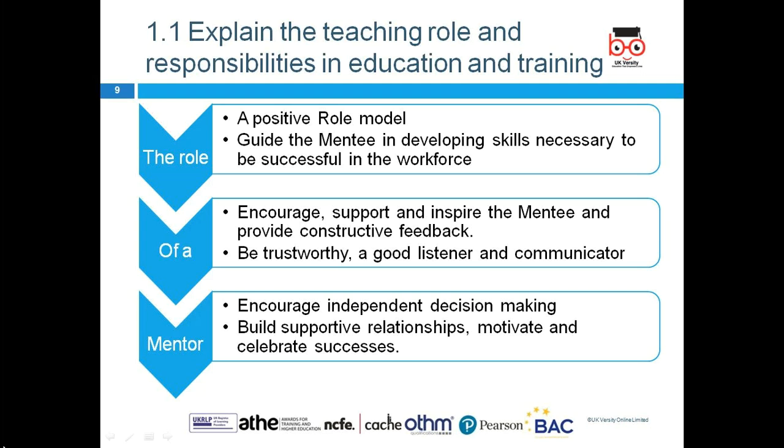Okay. So they'll be a positive role model for you. They'll guide the mentee. For example, your mentor will guide you in developing your skills. They'll encourage and support you. They'll give you constructive feedback. So if they see something that you're not quite doing right, they're not going to say, "Oh, Geeta, that was horrible. You don't know how to work." They're going to come and say to you in a constructive way, "You did a good job. You started off well, but I think you should focus on this, this, and this."